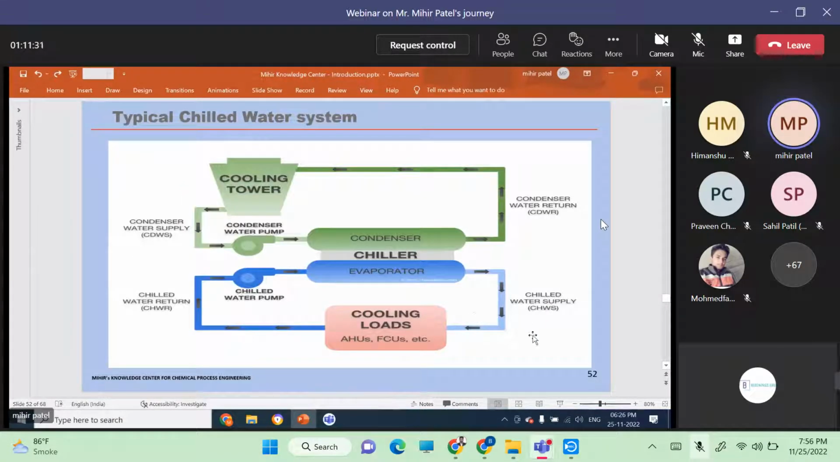Here you have a typical chill water system. As I explained, this is the evaporator where the chill water is produced. This is the chill water circuit here, going to the plant for the various loads. AHU is the air handling unit, for example. Then the FCU is a fan cooled unit. Then this is the water side for the condenser side. So this is a typical chill water system in the chemical process industry.